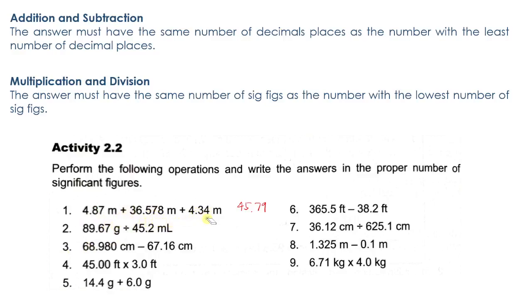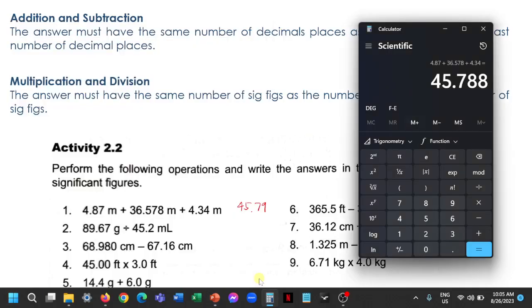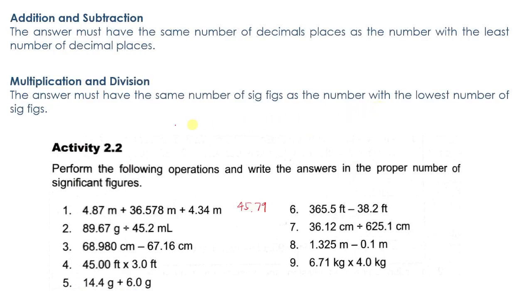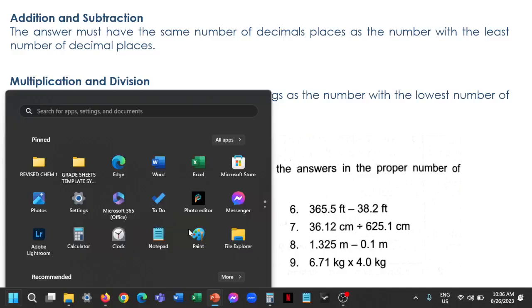Next, we have item number 2. 89.67 divided by 45.2. Again, you can use your calculator for this. We have this number. Then the rule for division is different. So for this, you need to look at the total number of significant figures in the number. On the first number, we have 4 significant figures. On the second number, we have 3 significant figures. The lowest number of significant figures is 3. So the answer must be rounded to 3 significant figures.